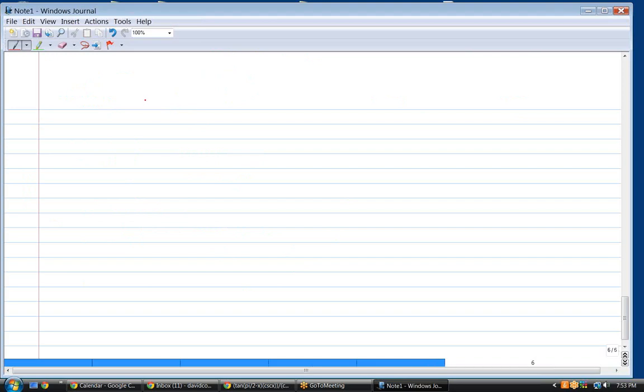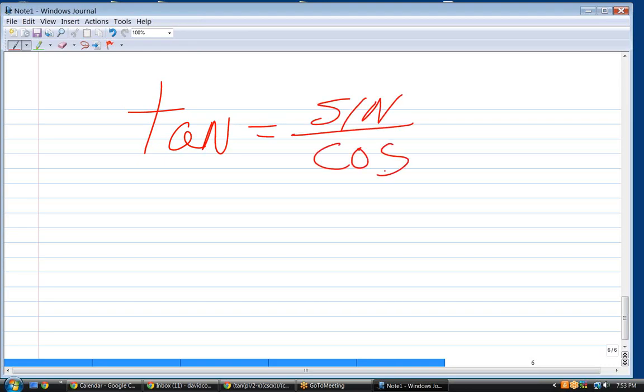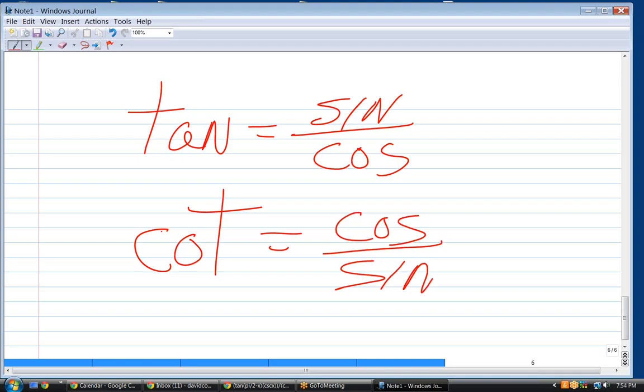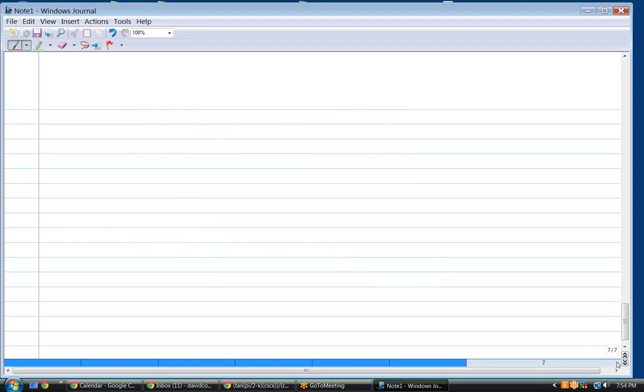Okay, let's go to tangent. What's the quotient identity for tangent? Sine over cosine. And that's the only one you have to memorize because the only other one is cotangent. So what would cotangent be? Cosine over sine. So in other words, of these 11 key identities, you only have to memorize about 5 or 6 of them.